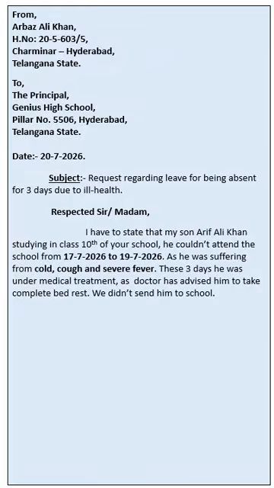I have to state that my son Arif Ali Khan, studying in class 10th of your school, couldn't attend the school from 17/7/2026 to 19/7/2026 as he was suffering from cold, cough, and severe fever. These 3 days he was under medical treatment as the doctor has advised him to take complete bed rest. We didn't send him to school.